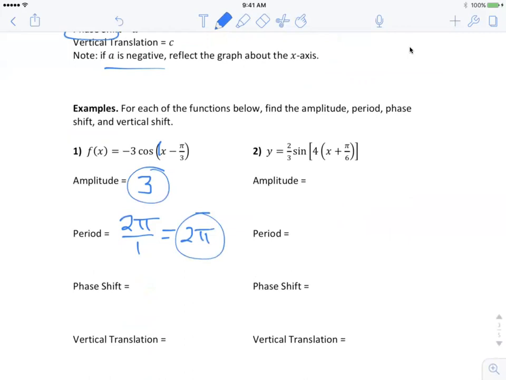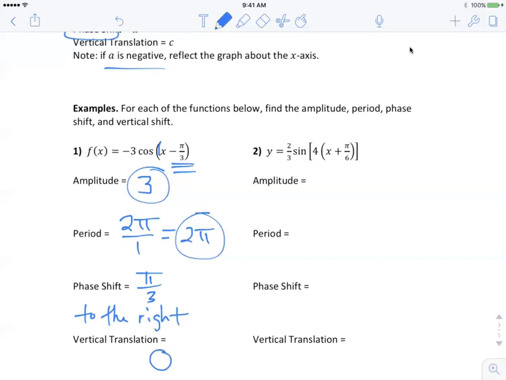The phase shift's on the inside. That's pi over 3. Now there's 2 ways you can do this. You could just say it's pi over 3, or to be specific, pi over 3 units to the right, to shift to the right. And then the vertical translation is 0, or there is no vertical translation because there's no number added on the outside of the function.